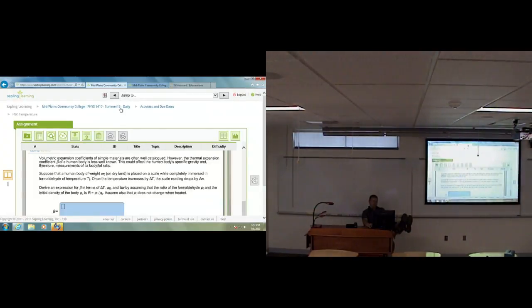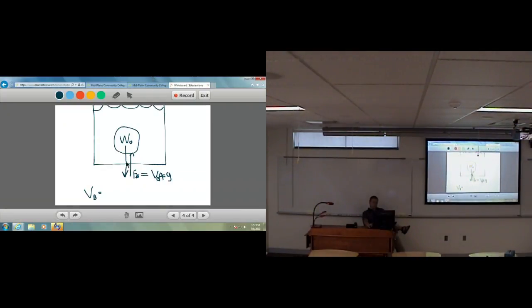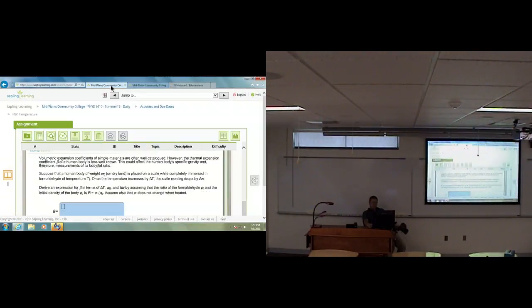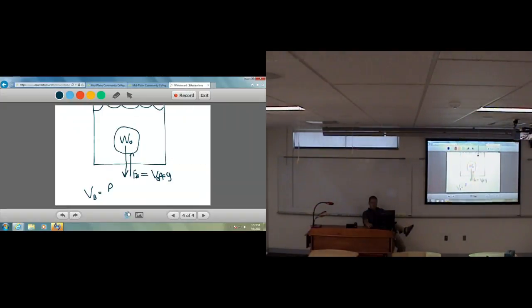Now let's go back out here and see what they've given us. Rho naught is the initial density of the body. So they give us the initial density of the body. That's helpful. So volume of the body is equal to mass over density, and they give us mass, right? No, they give us weight though. So it's mass over density, right?